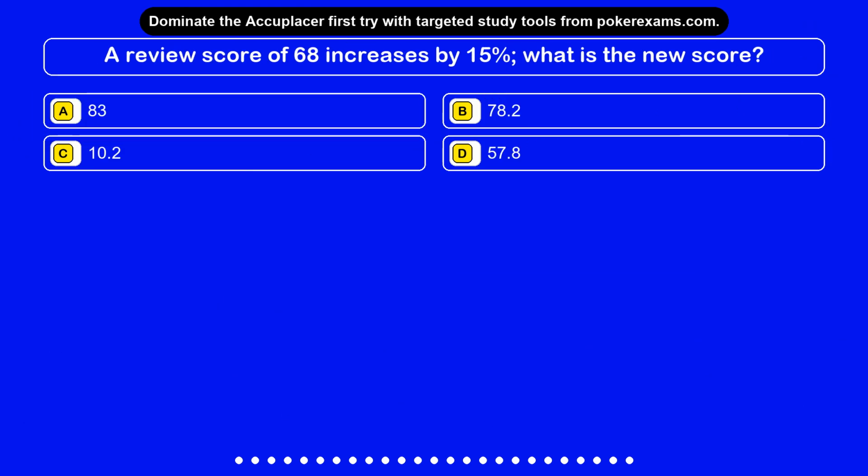Question 4. A review score of 68 increases by 15%. What is the new score? Option A, 83. Option B, 78.2. Option C, 10.2. Option D, 57.8.